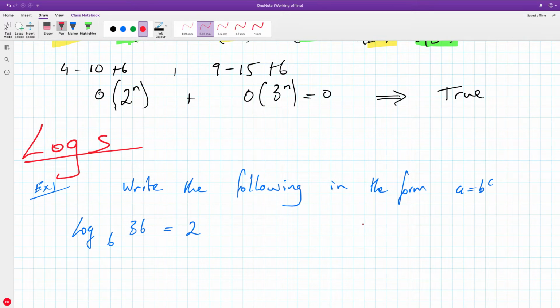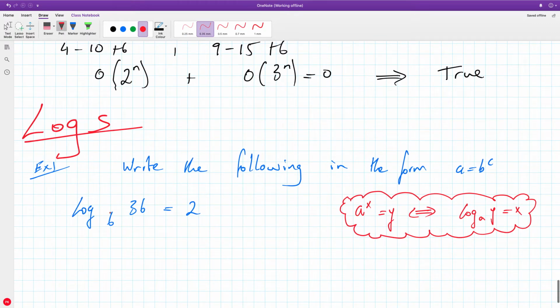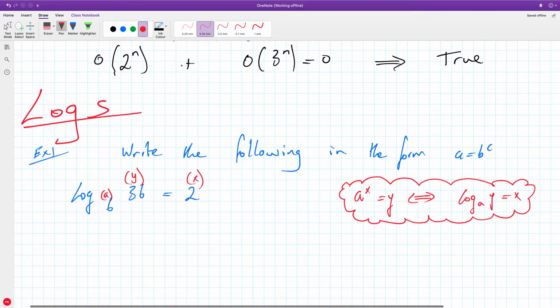This is the important rule. A to the power of x is equal to y, and it can be written as the log of y to the base a is equal to x. Very simple then, just so we're starting off. When it's in this form, this is a, this is y, and that's x. And literally you just put it right in as they give it back to you.